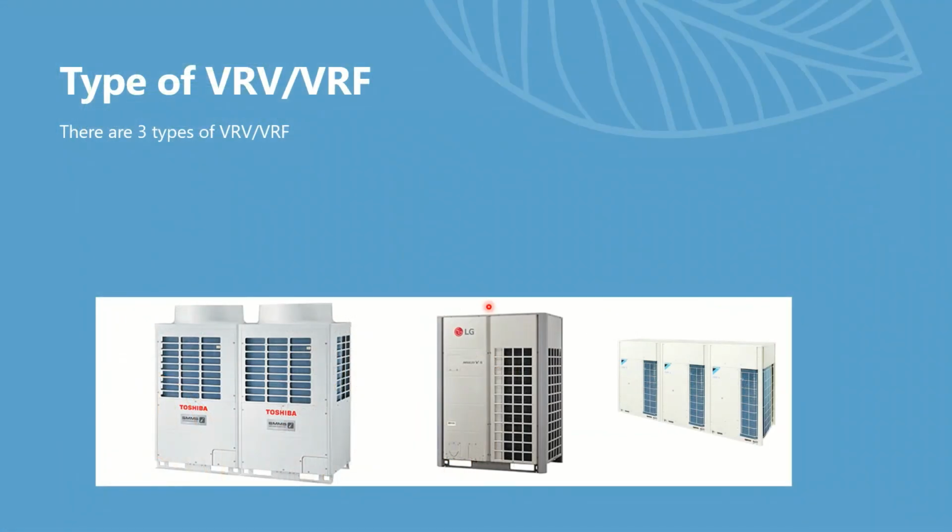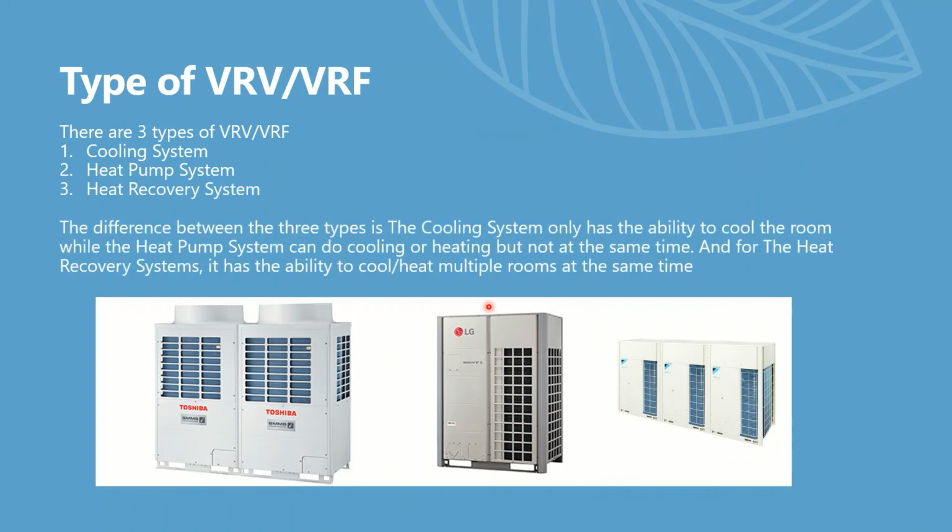There are three types of VRV or VRF. The first one is the cooling system, then the heat pump system, and the heat recovery system. The difference between the three types is that the cooling system only has the ability to cool the room, while the heat pump system can do cooling or heating but not at the same time. And the heat recovery system has the ability to cool or heat multiple rooms at the same time.